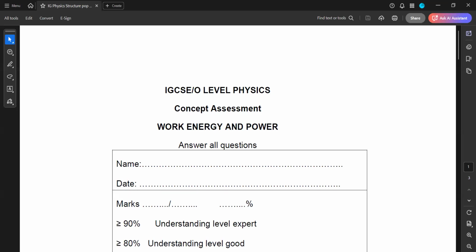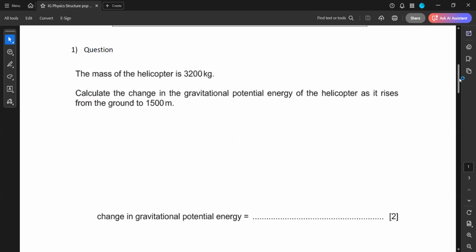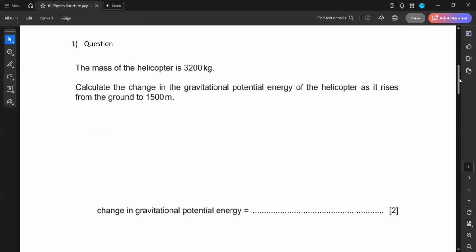This was structure pop quiz 10. If you have a doubt or a question, you can mention. Question number 1, the change in the gravitational potential energy. Anyone is having a doubt in this? Sir, I have a doubt. Okay.